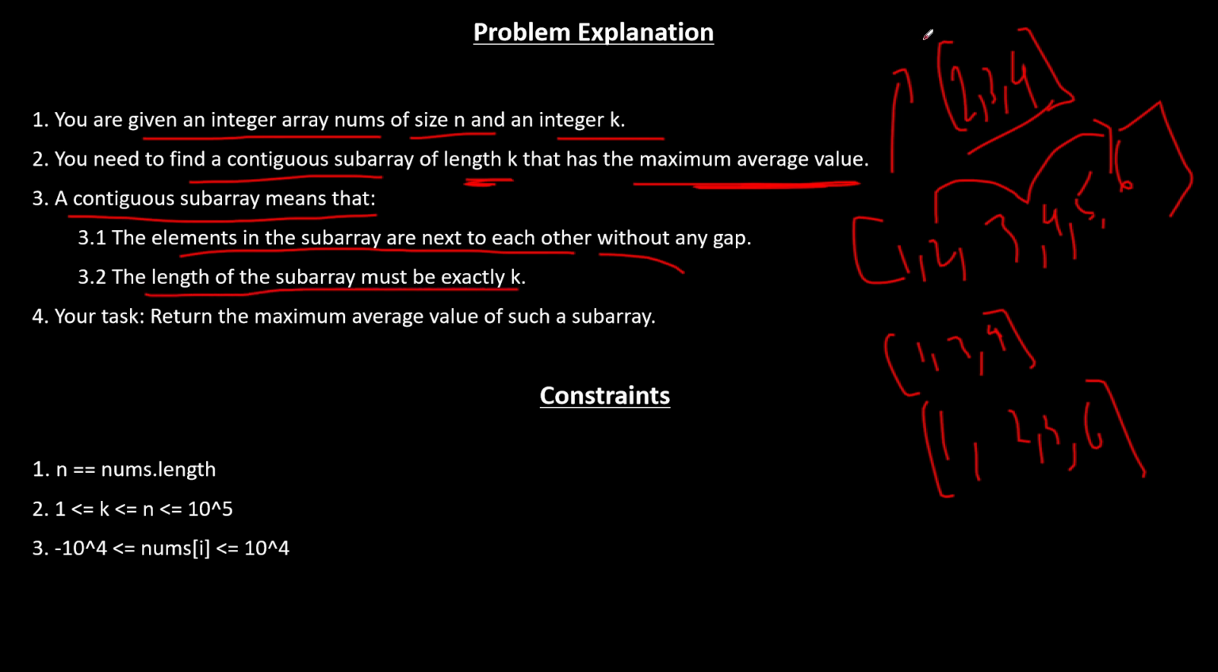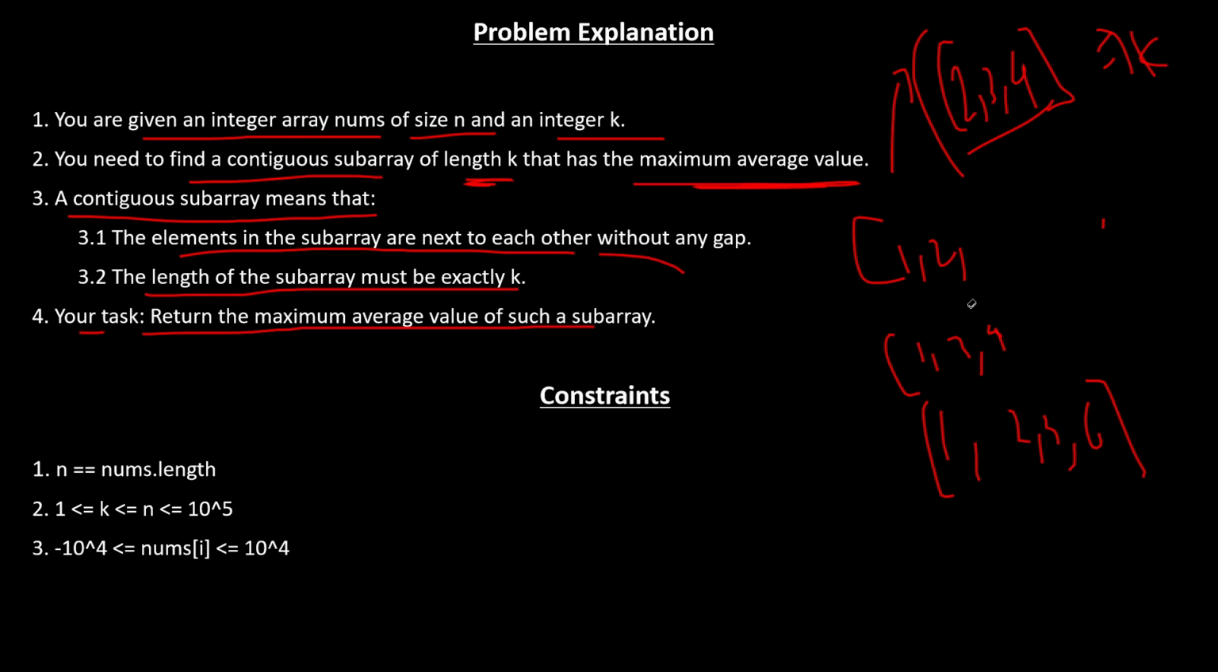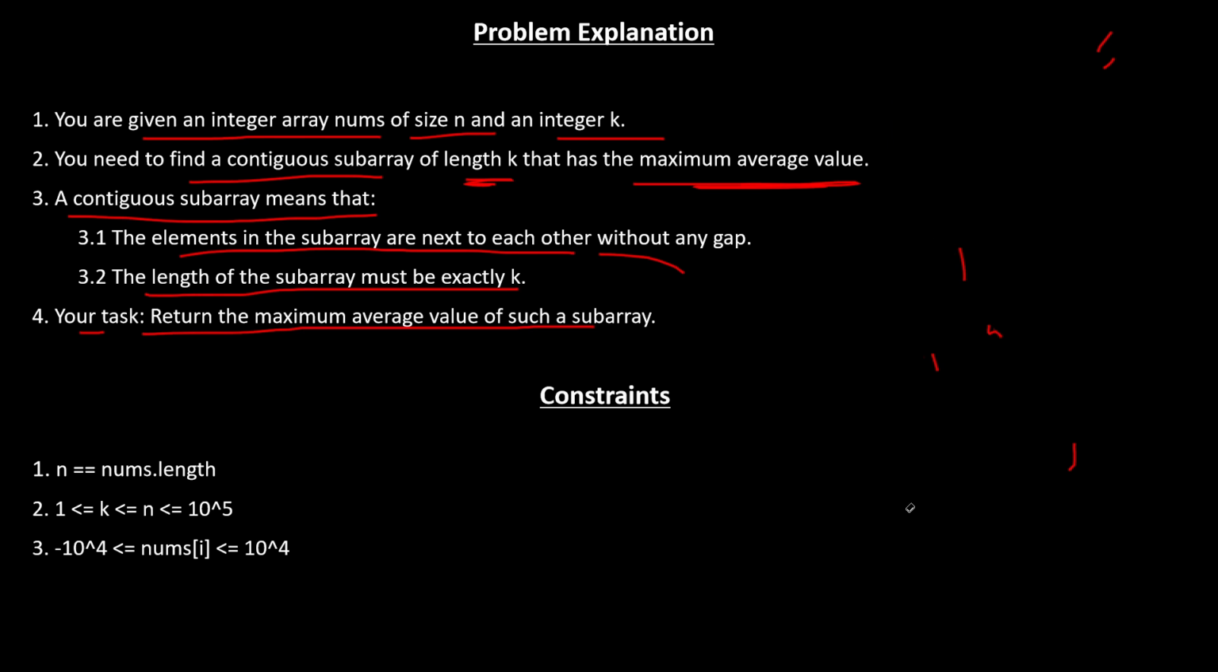Now the subarray which you are taking should be of length k. Your task is to return the maximum average value of such a subarray. You have to just return the average of the subarray from the given array. That's all. And the subarray has to be continuous. That is what the question is asking of us.